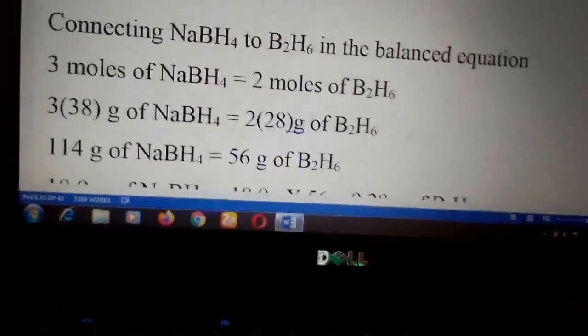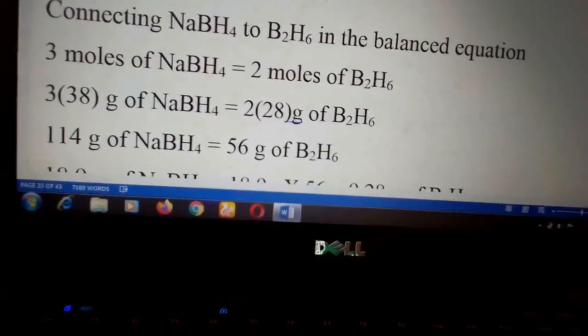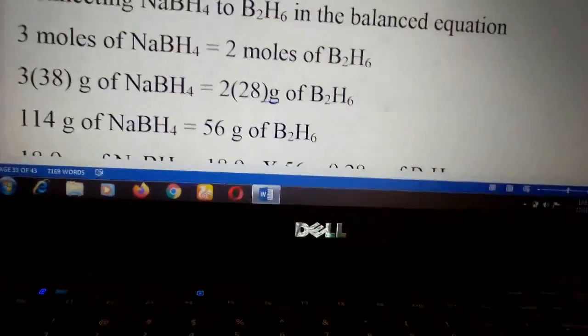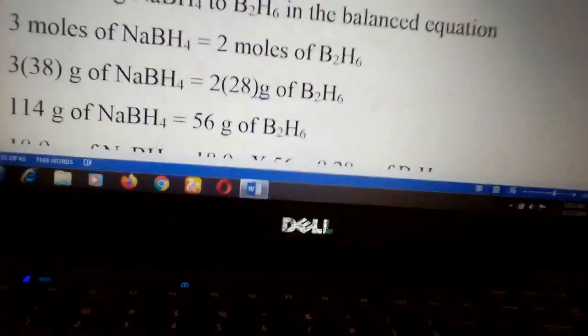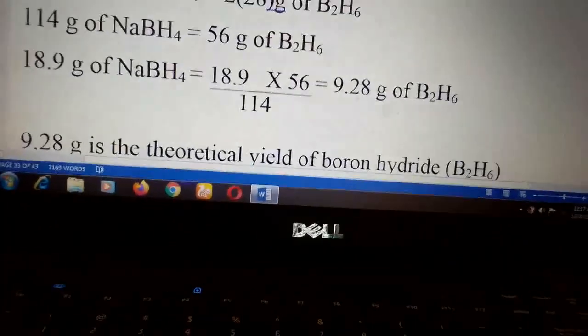And in chemistry, a mole is equal to the molar mass. So 3 moles becomes 3 times 38. That gives us 114 grams of sodium boron tetrahydride. And 2 moles becomes 2 times the molar mass. 2 times 28 gives us 56 grams of boron hydride.